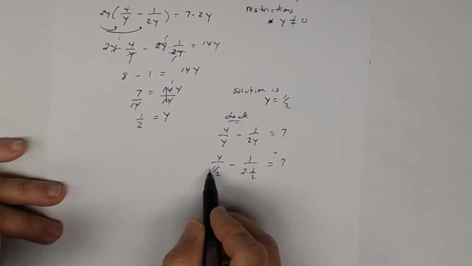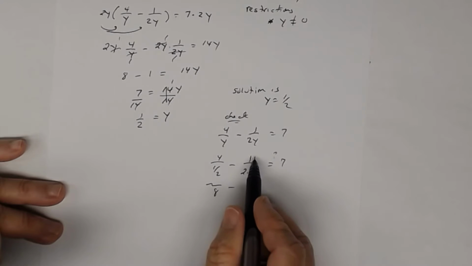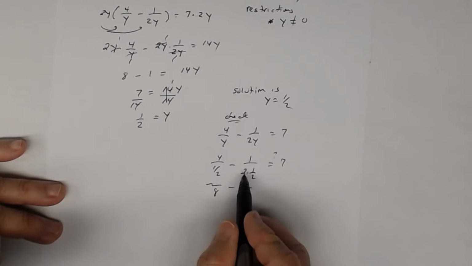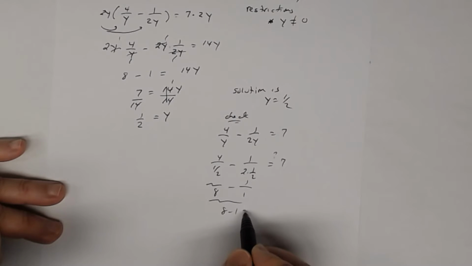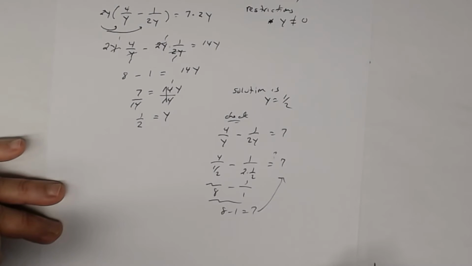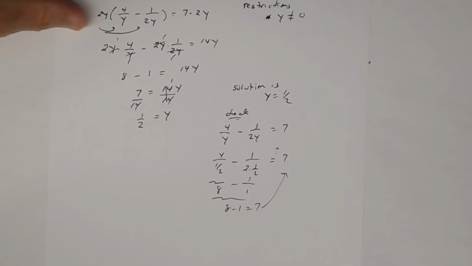Well, 4 divided by 1/2 is 8. So that's 8. Minus, and then let's go ahead and simplify the denominator here. 2 times 1/2 is 1. So this right here becomes 8 minus 1. And 8 minus 1 is 7. And that's what I wanted. Okay? So that's number 1. Let's look at number 2.